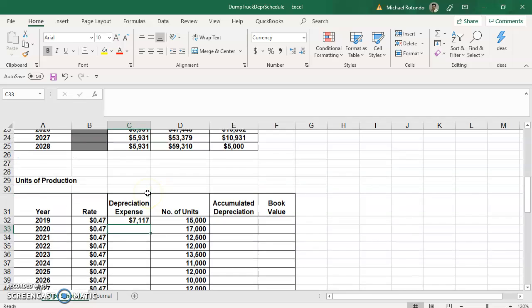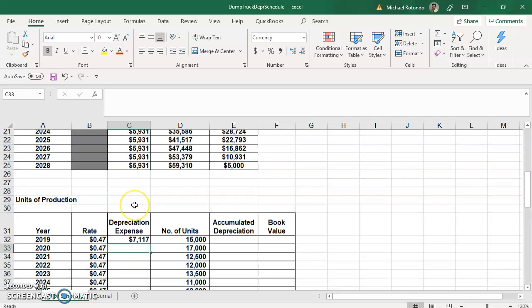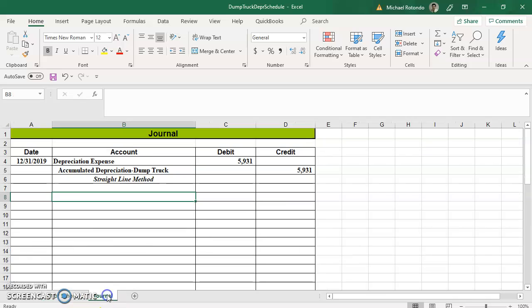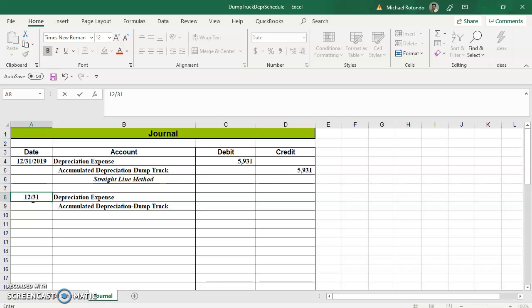So it'll be a little bit higher than under straight line. So this is probably more accurate for this type of asset because it's based on usage. So if we're going to do the journal entry, okay, for the first year depreciation expense for units of production, we go back to the journal, we're going to use the same two accounts. This will be 1231. But now it's going to be 7117 instead of 5931. And this would be units of production.